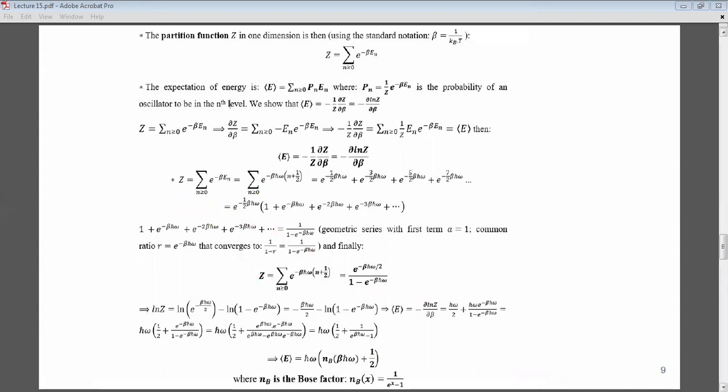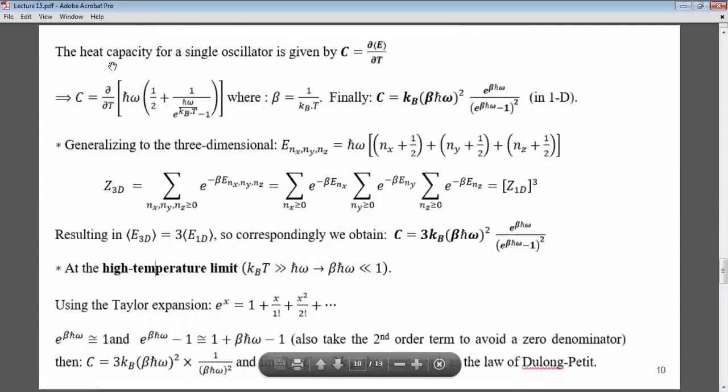Now that's the expectation value of E. What is the heat capacity? The heat capacity, we agreed that it is the derivative of the expectation value of E by del T. So it is the derivative by del T of h bar omega into half plus 1 over e to the h bar omega over kBT minus 1, where beta is 1 over kBT. Okay, so I put instead of beta its value.